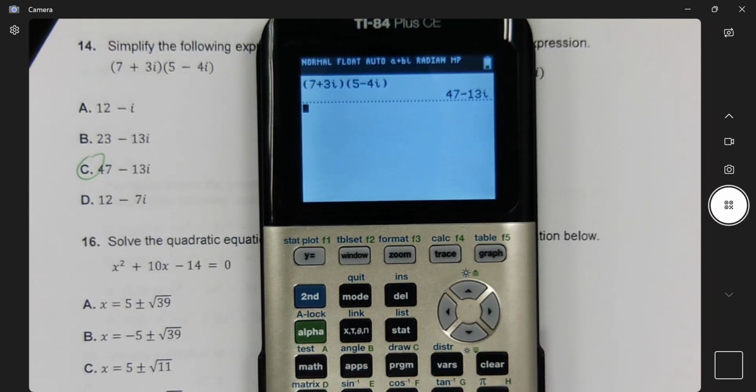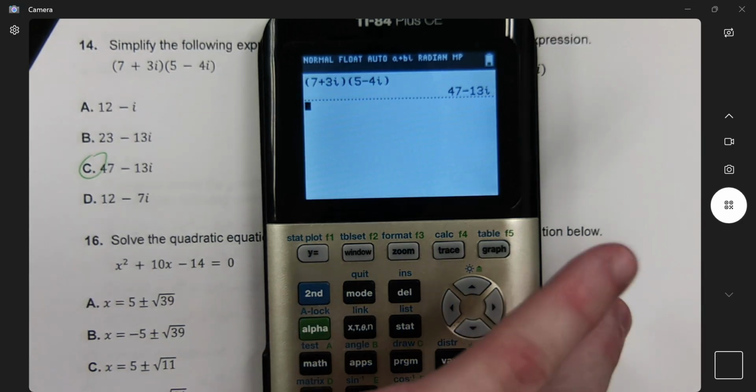Please know how to do this on the graphing calculator before the final, because I don't want you to have to FOIL and remember that i squared is -1. If they're going to give you the tools, stinking use the tools, right? All right.